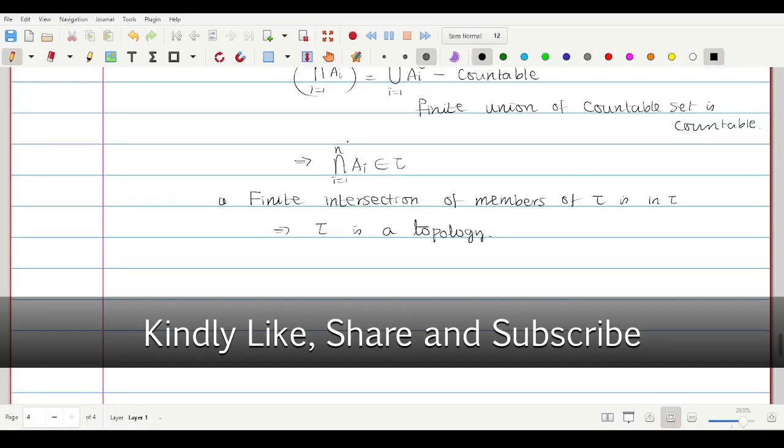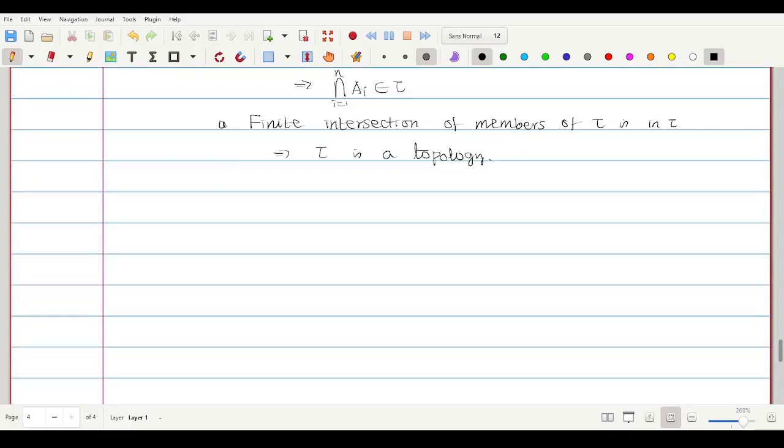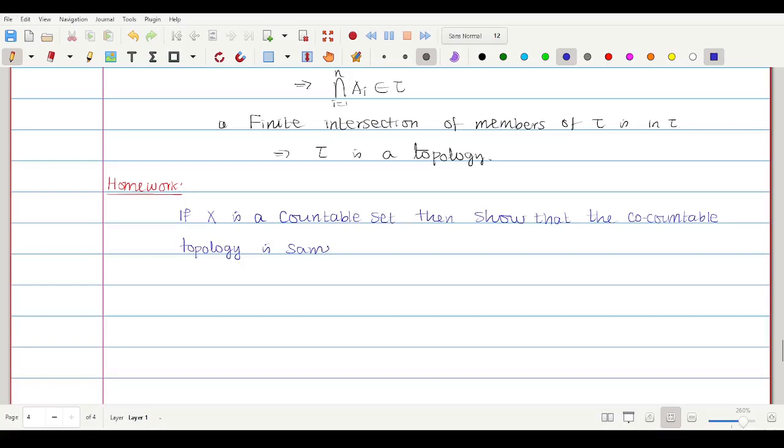Now I will give a small result that you should try yourself. Okay, so we can write it as homework. That is an exercise. The statement is: if capital X is a countable set, then show that the co-countable topology is the same as the discrete topology.